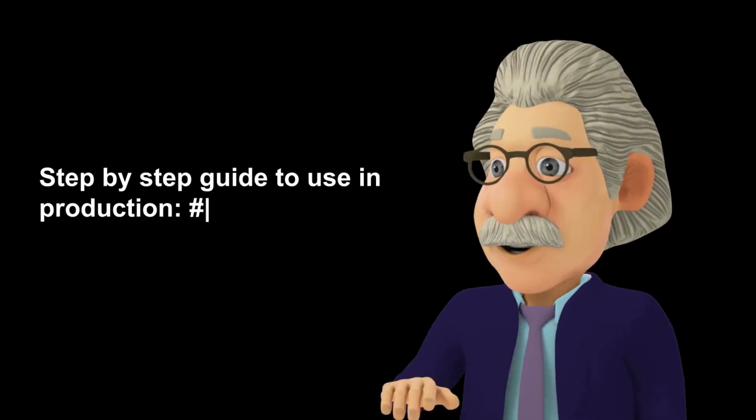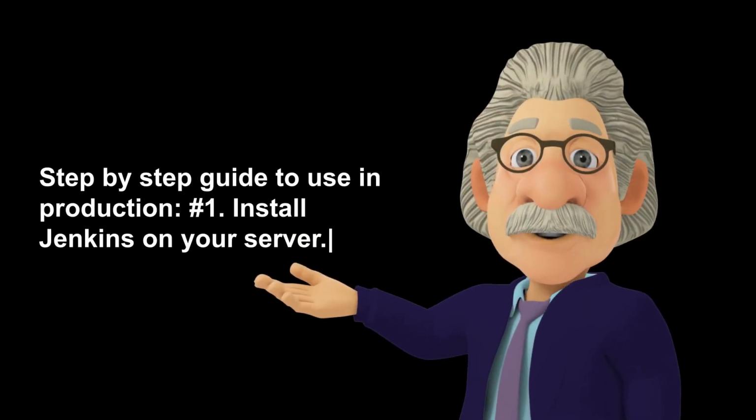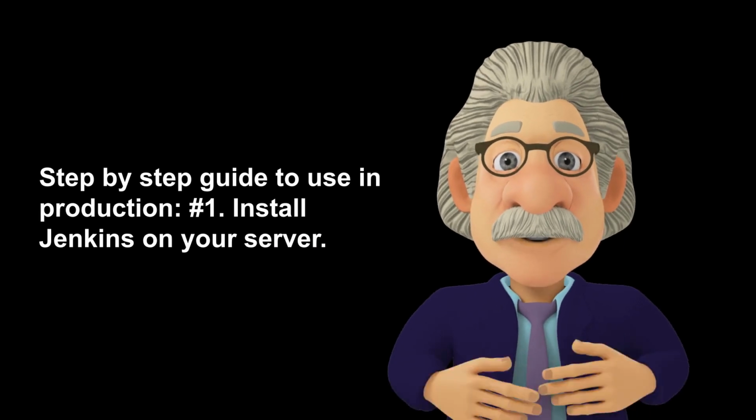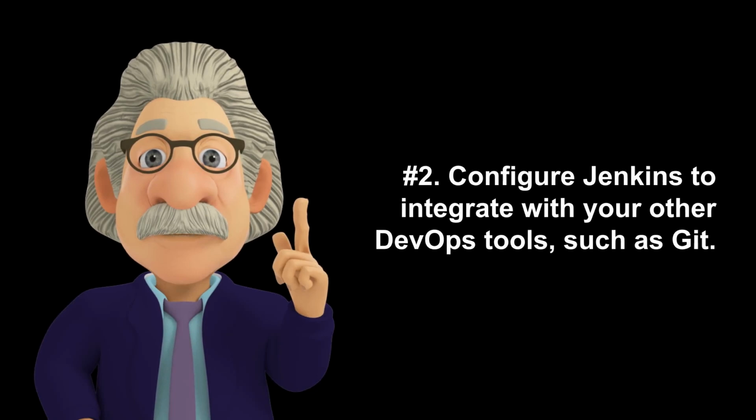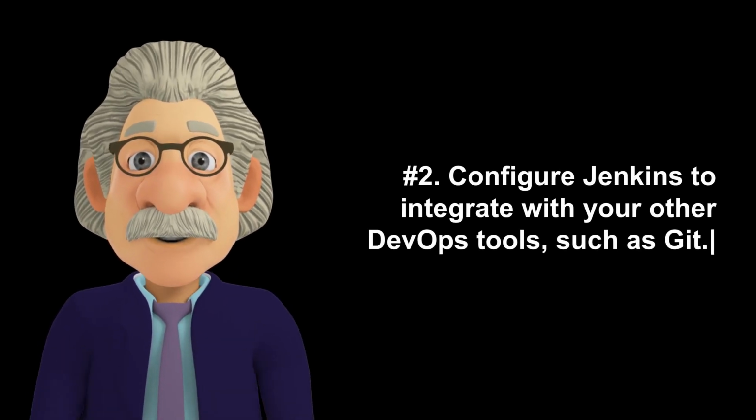Step-by-step guide to use Jenkins in production. Number 1. Install Jenkins on your server. Number 2. Configure Jenkins to integrate with your other DevOps tools, such as Git.